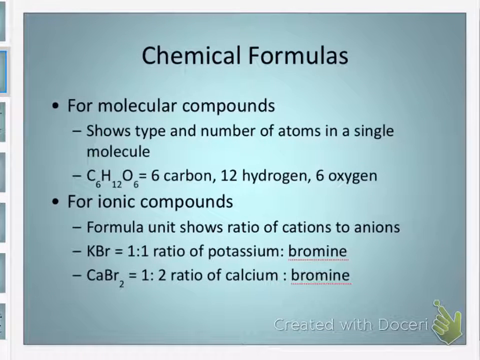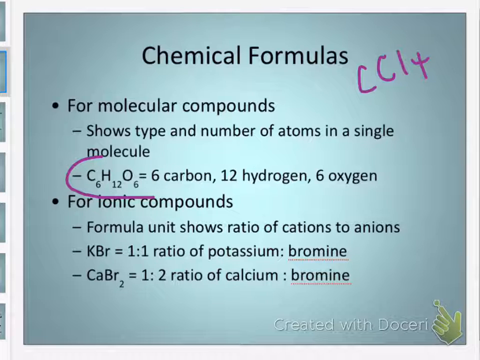Formulas. So you already kind of know this from the last chapter, that formulas are actually different for molecular and ionic compounds, because molecular compounds show an actual number of atoms and the type of atoms. Sugar is the classic easy example, C6H12O6. It's literally 6 carbon, 12 hydrogen, 6 oxygen. We can look at carbon tetrachloride, one of the ones that we commonly see, CCl4. It's literally 1 carbon atom surrounded by 4 chlorine atoms.